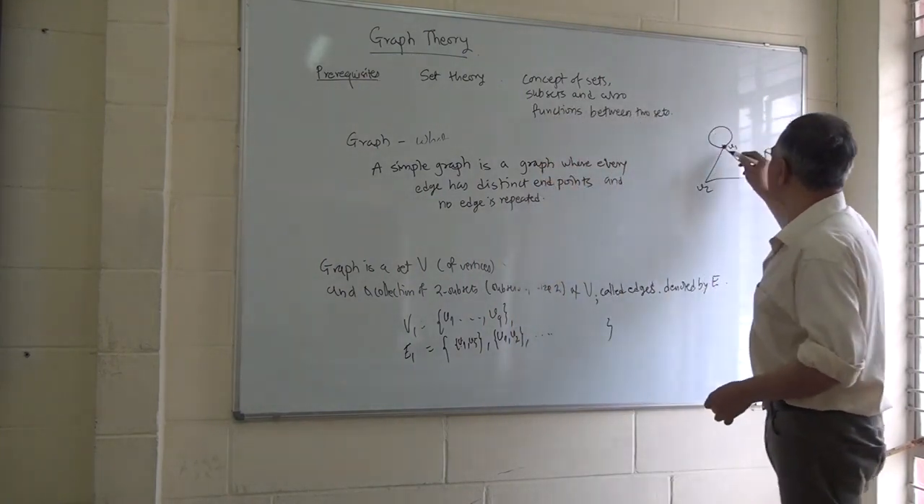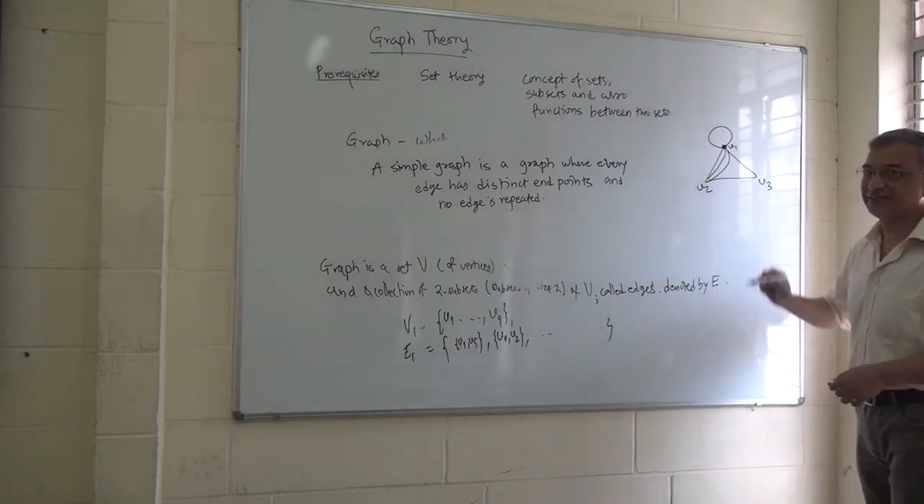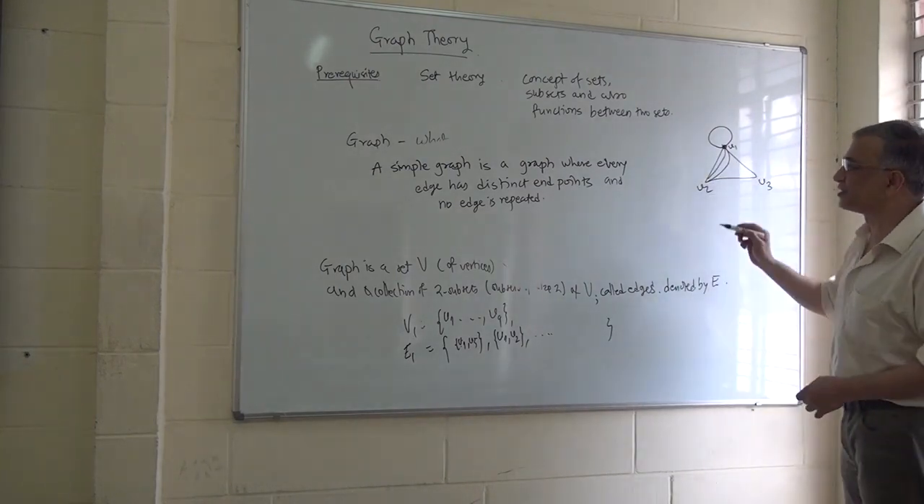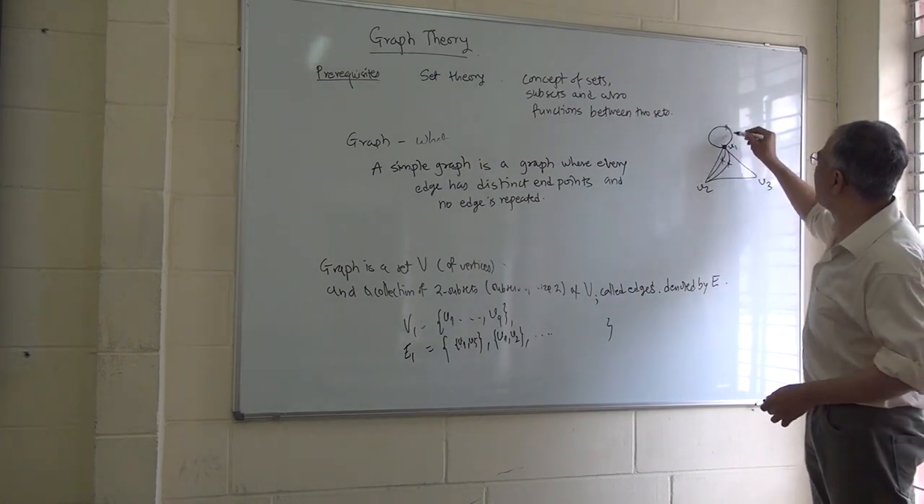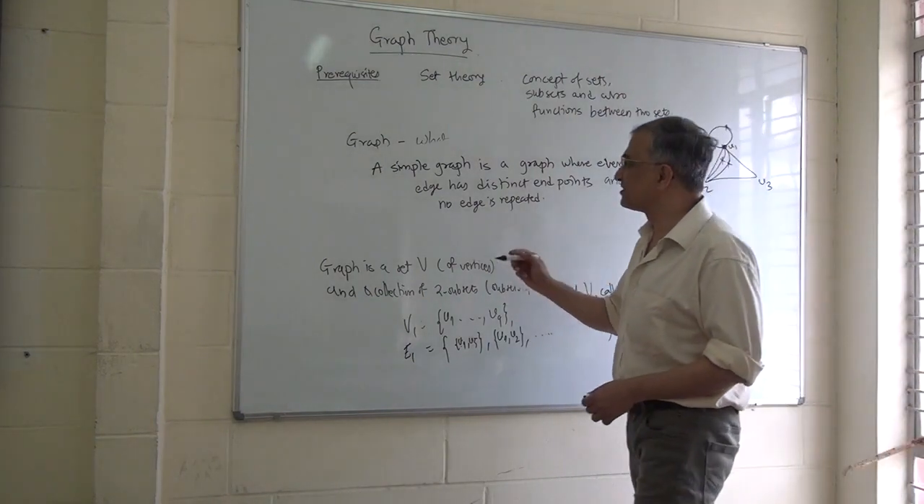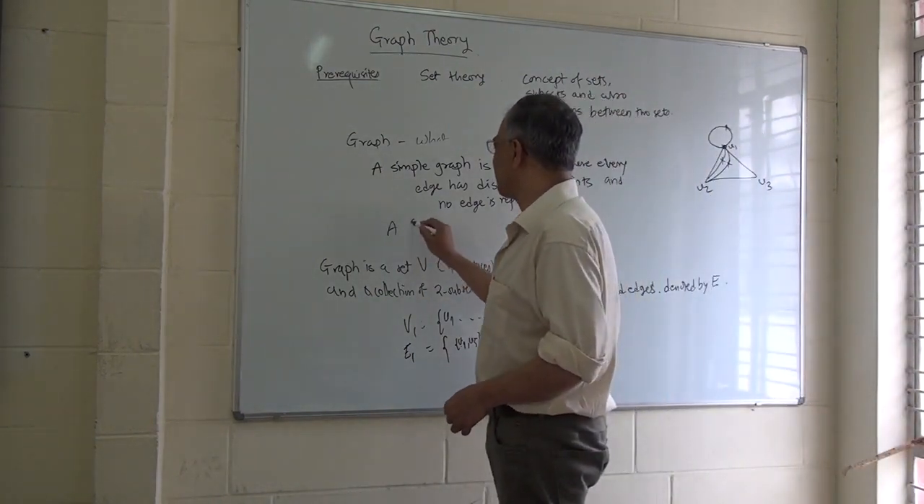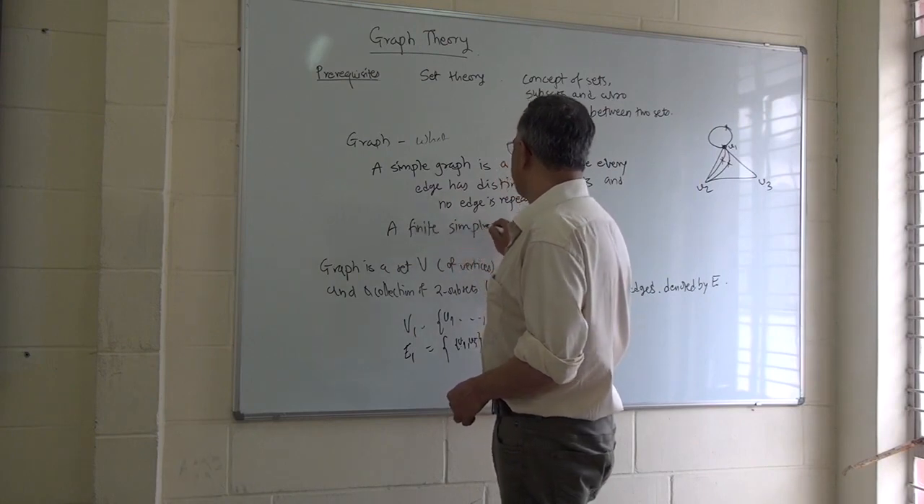So for example, if you have things like this, this is not a simple graph, there are 3 edges. So what we say is that a simple graph is a graph where such a thing does not happen. Only we have a triangle here, then it's called a simple graph. And a finite simple graph, which is what we will consider for this lecture.